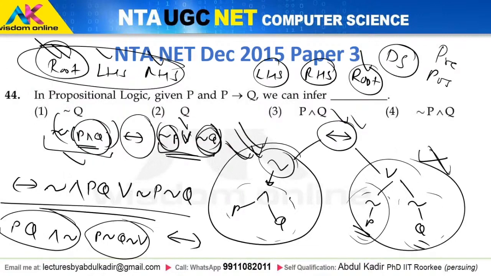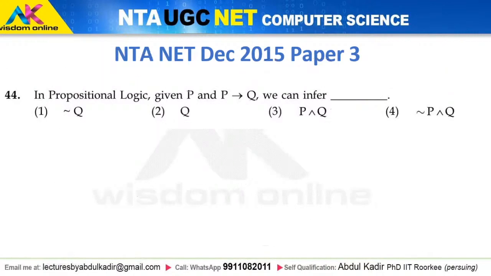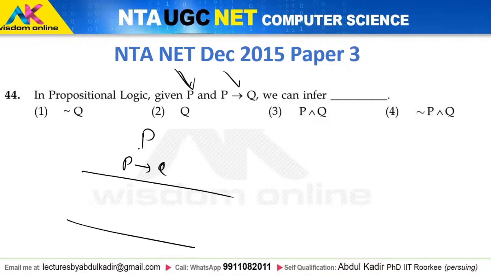Let me take this question. This is again an easy question in propositional logic. This is a question of argument. Basically he has given P, and also he has given P implies Q. Then he is asking what you can say.